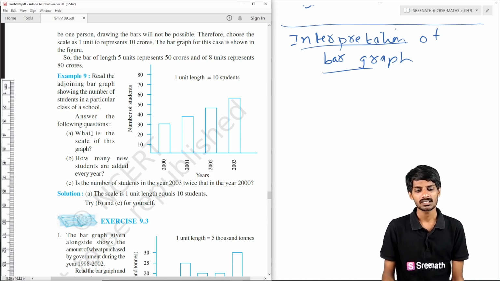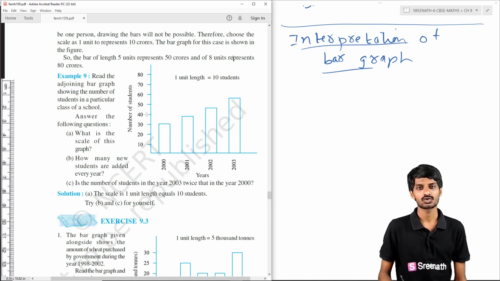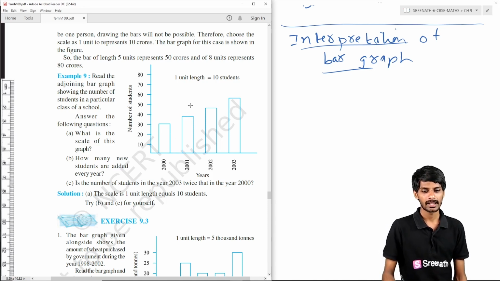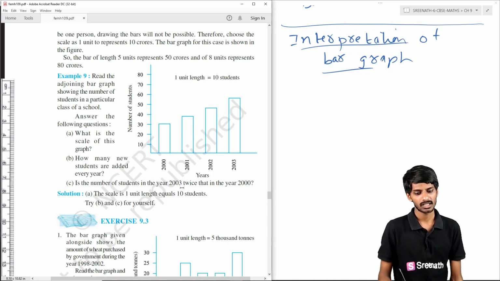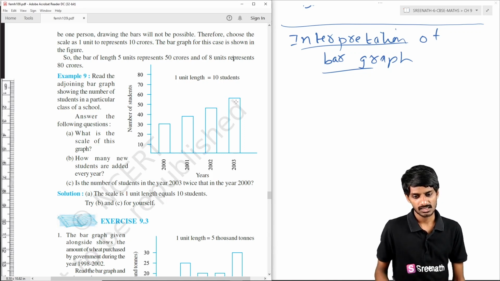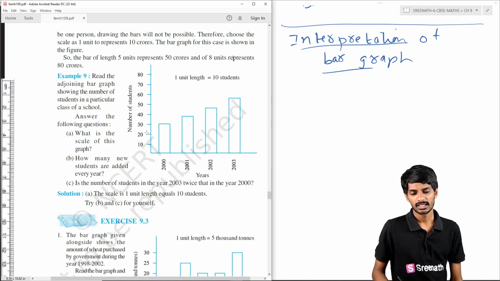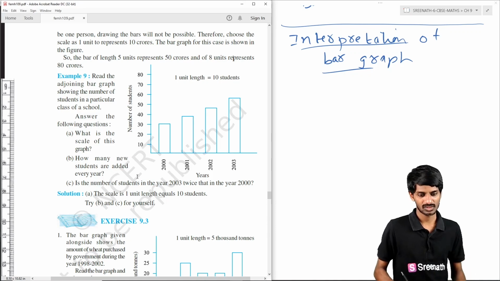Okay students, so what is the scale of this graph? 1 unit length equal to 10 students. If you see here, it is 1 unit length and there are 10 students. How many new students are added every year? This year 30 students, next year 40 students, so every year 10 students are added. Is the number of students in the academic year 2003 twice that in 2000? In 2003 it is 50 plus students, and in 2000 it is 30 students. Is it double or not? You have to tell the answer, students. So this is the thing.